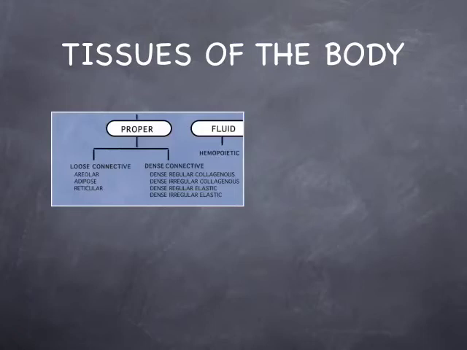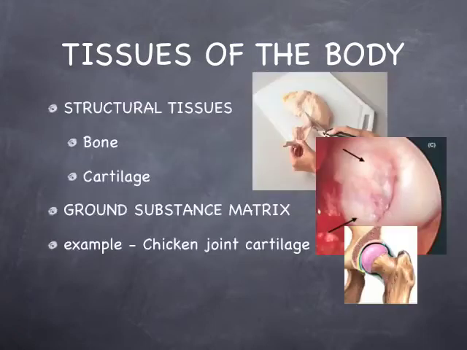I'm going to come back to those other ones in just a minute, but let's deal with the other half of this, and then we'll come back and we'll finish this up by picking up the rest of this over here. Let's look at the structural types now. Okay? The structural types that are within this connective category are bone and cartilage. Bone and cartilage. What's the difference between bone and cartilage?